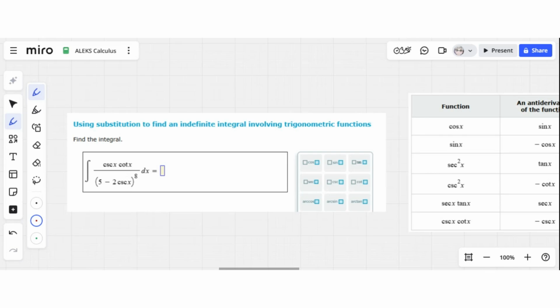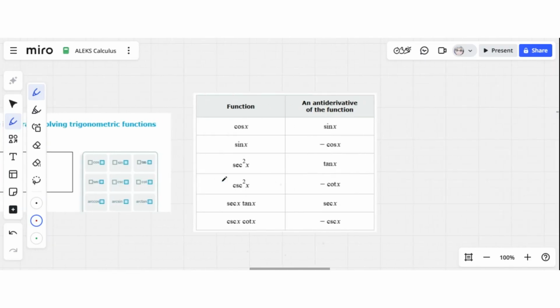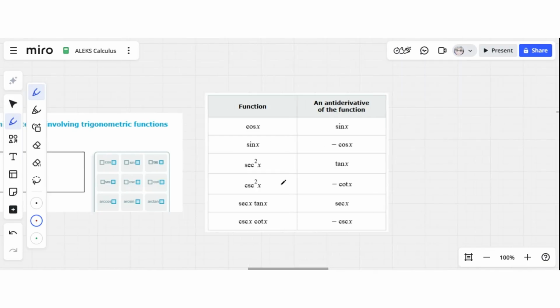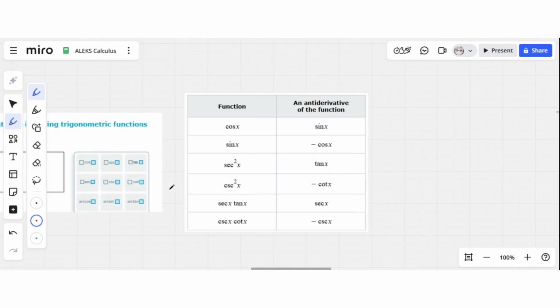In this problem, we are using the substitution method to find an indefinite integral, and this time we're doing it with trig functions. So if you don't have all your antiderivatives and derivatives of trig functions memorized, having this chart handy will probably be helpful. Actually, just glancing at this problem, it's got cosecant x times cotangent x, and then it's got a negative cosecant x down here. I'm clued in that this is the thing we're going to need to be looking at, this line down here.